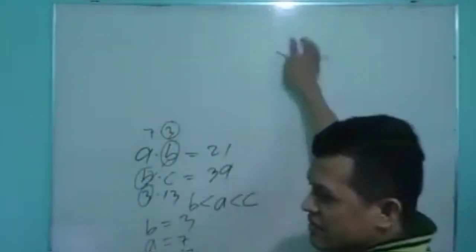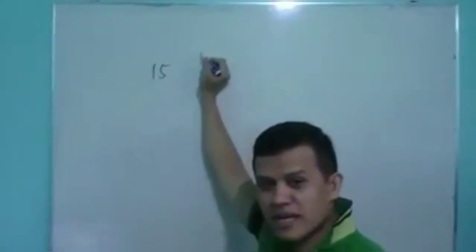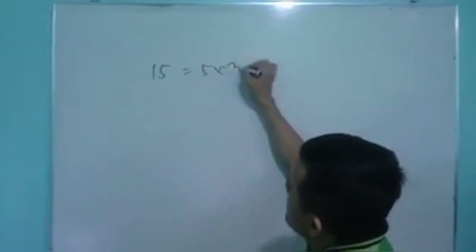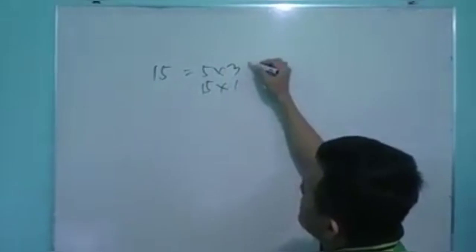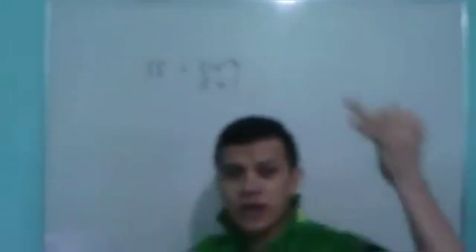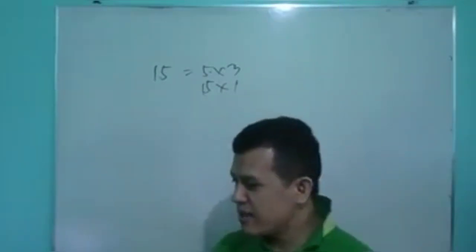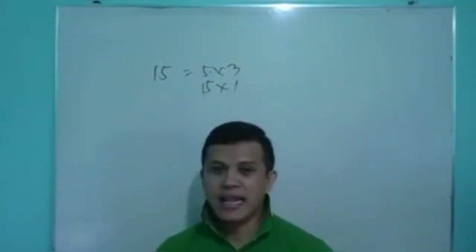Number 12. How many positive integers less than 20 have an odd number of distinct factors? Okay, so what are the numbers that have an odd number of distinct factors? Shall we say 15 is a number less than 20, right? So how many factors do we have there? 5 and 3, and then 15 and 1. So how many factors do we have? 1, 2, 3, 4. There are 4, right? So 4 is not odd. It's even.